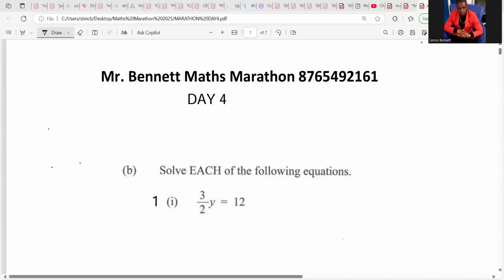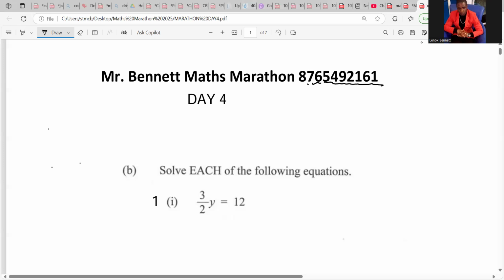Today I'm going to be looking at some of the questions in my day 4 of my math marathon. The journey continues. For those who are not yet a part of it, this is the number. 5492161. All right, question 1 says solve each of the following equations.